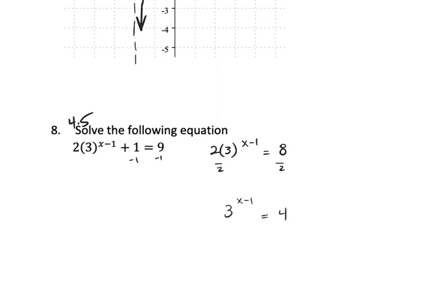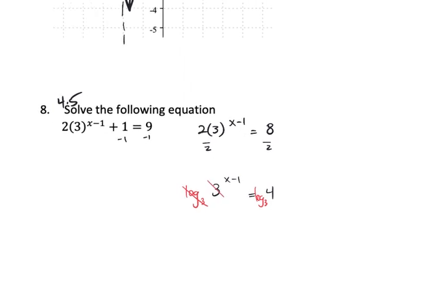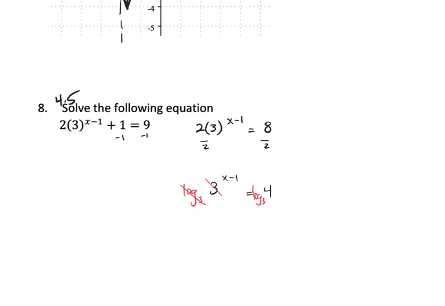Now the way to cancel a base is to use a logarithm. So the logarithm cancels the base. So we have x minus 1 is the expression that's left on the left side. On the right side, we have log base 3 of 4. And now finally, to get x by itself, we add 1 to both sides.